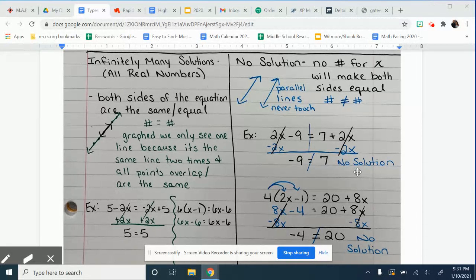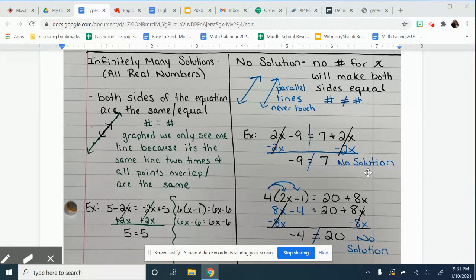Now, no solution is kind of different. No number is actually going to be able to make the equation true. You're not really going to be able to solve. No solution on a graph is parallel lines. Your lines are never going to touch. They're never going to intersect. So they're never going to have that point in common.